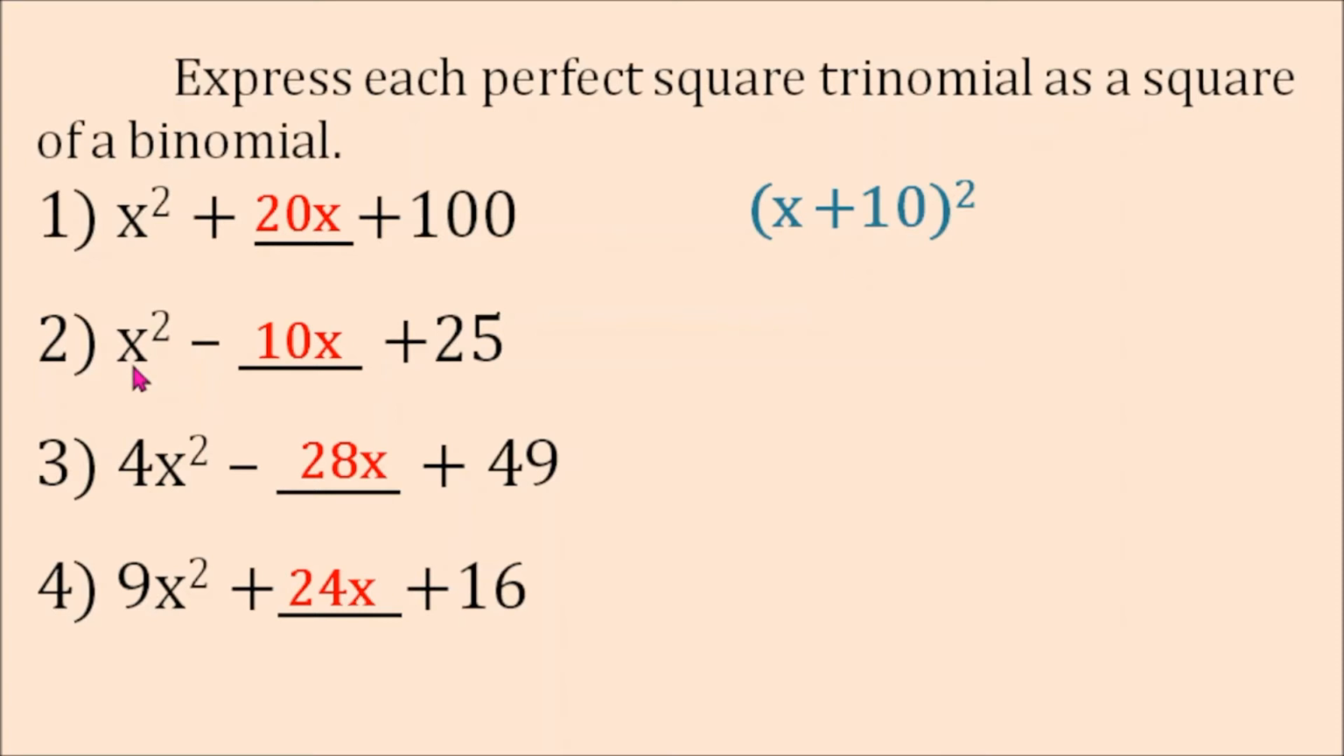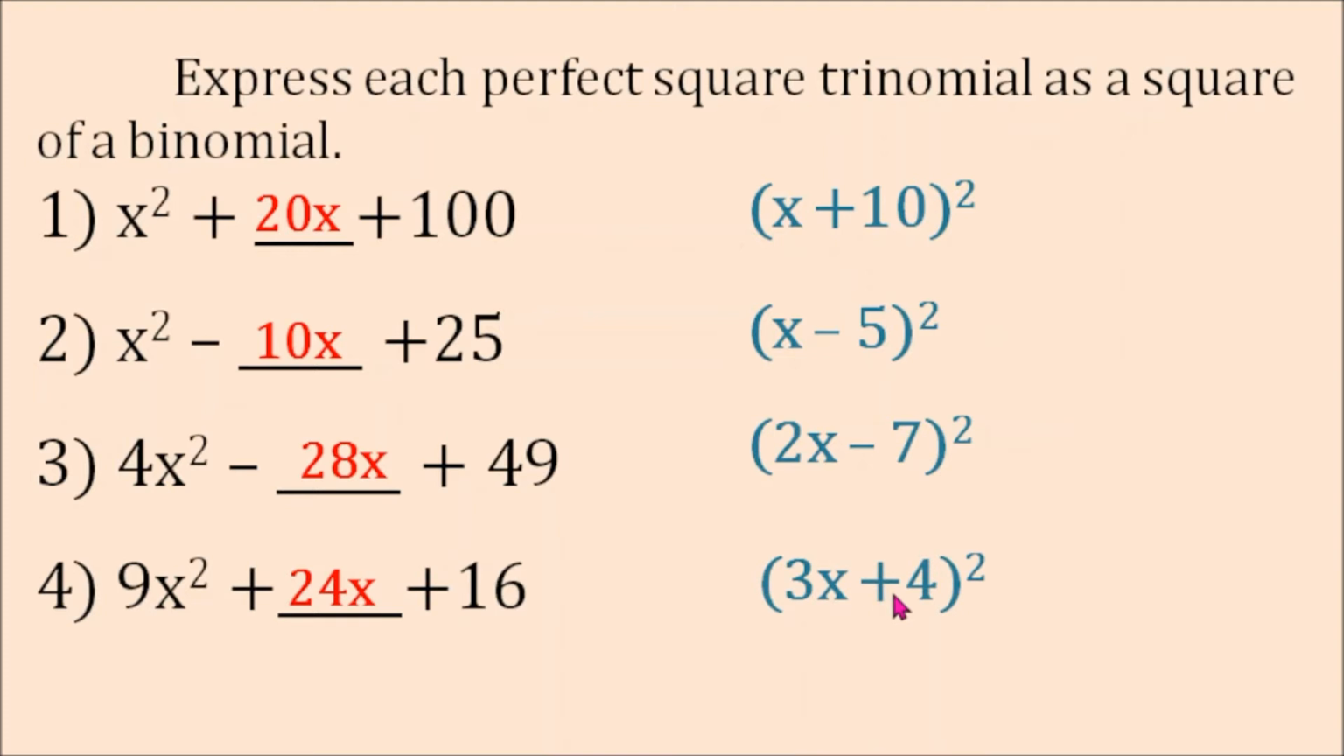Now how about number 2? Square root of x squared is x, square root of 25 is 5, the sign of the second term is minus, so it's x minus 5 quantity squared. How about number 3? Square root of 4x squared is 2x, square root of 49 is 7, the sign of the second term is minus, so that's 2x minus 7 quantity squared. Then how about item number 4? The square root of 9x squared is 3x, then the square root of 16 is 4, and the sign of the second term is positive, so that's 3x plus 4 quantity squared.